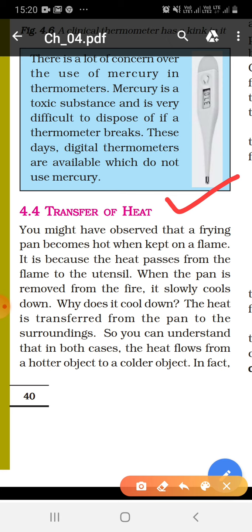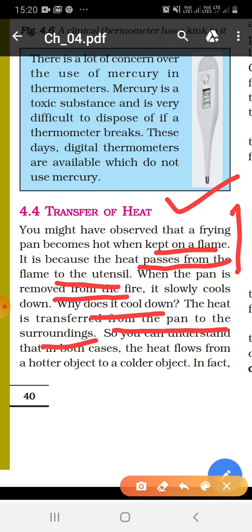You have seen many times that a frying pan becomes hot when kept on a flame. Why? Because heat passes from the flame to the utensil. When the pan is removed from the fire, it slowly cools down. Why does it cool down? Because heat is transferred from the pan to the surroundings.